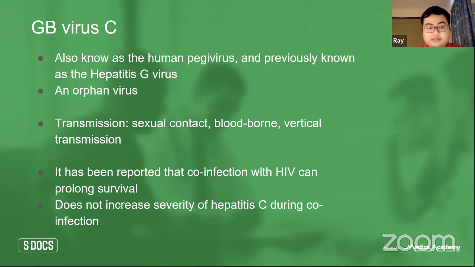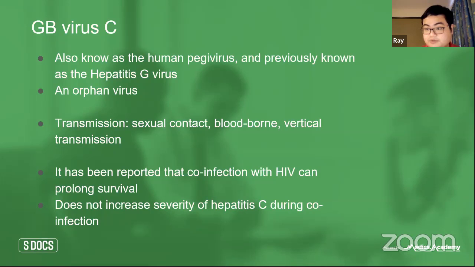Okay, and then so if you're infected by GB virus C, there is some evidence that a co-infection with HIV can prolong the survival of the HIV patient. And there are also some cases where being infected with GB virus C will not increase severity of hepatitis C during a co-infection. So all in all, it is a rather harmless virus, which was previously mistaken as hepatitis G. Okay, I think this is something that you can be aware of, but it's not as important as the other types of hepatitis.